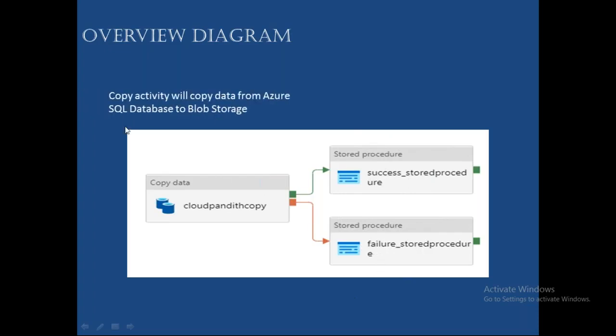What is the copy activity going to do? Copy activity will copy data from Azure SQL database to the blob storage. What is the stored procedure going to do? Stored procedure activity will log copy activity execution details to Azure SQL database. It may be in the success scenario, it may be in the failure scenario. In both scenarios, we are going to log the copy activity execution details to an Azure SQL database table. Okay, till here everybody is clear?